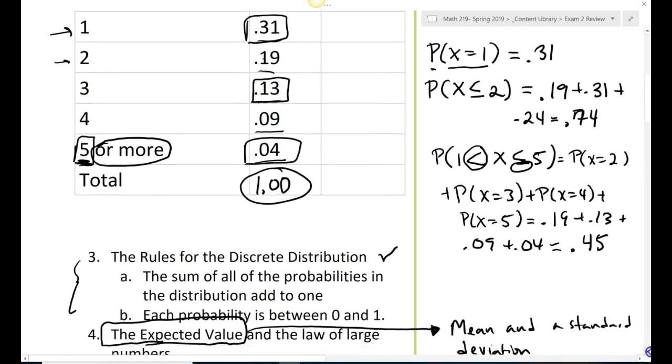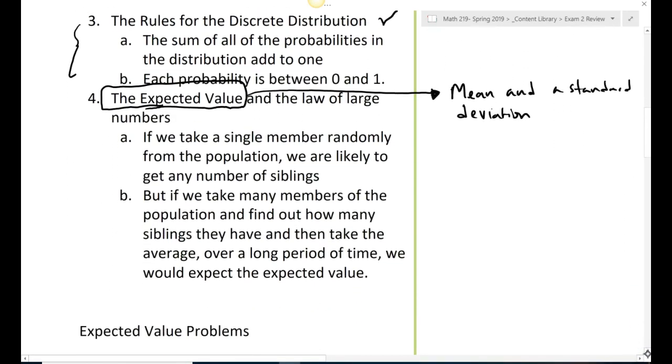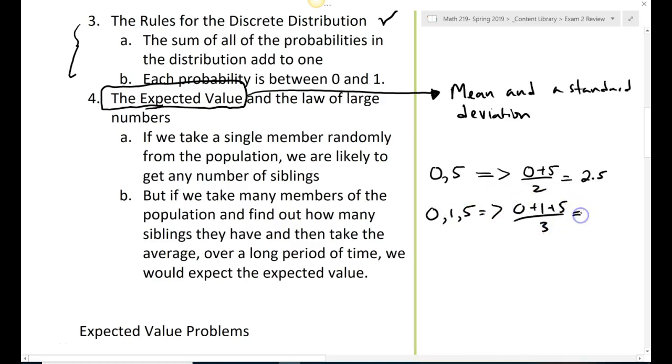Now, what happens as we increase the number of people that we pick? So, let's say, for example, the first person we pick has 0 siblings, and the next person that we pick has 5 siblings. Now, their average number of siblings is 0 plus 5 divided by 2. That's 2.5 siblings. What happens if we add a third? We have 0, we have 1 now, 5. We have 0 plus 1 plus 5 divided by 3. That's now going to equal 2 siblings. And you can kind of look at what the math is here.